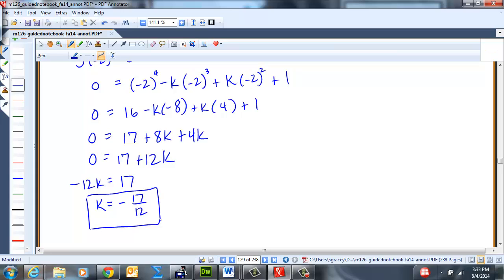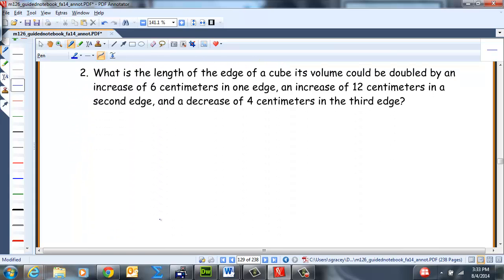Okay, so what is the length of the edge of a cube if its volume could be doubled by an increase of 6 centimeters in one edge, 12 centimeters in a second edge, and a decrease of 4 centimeters in the third edge? So a cube, remember, a cube has the length equal to the width equal to the height.